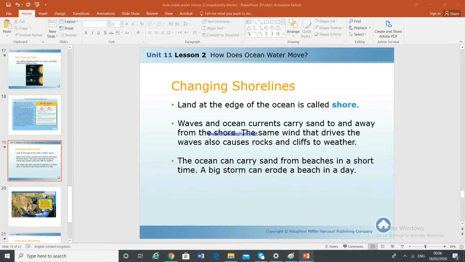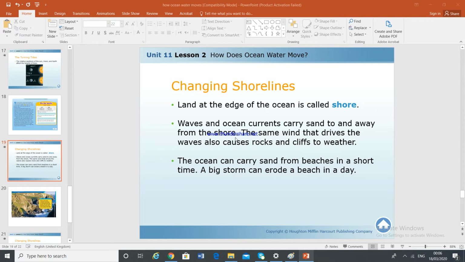How did this sand move from the ocean floor and get replaced by rocks? How did this happen? Anyone? Do you remember weathering and erosion? Weathering means breaking, erosion means moving. Breaking of rocks is weathering. Moving with wind, with water, with glaciers, this is called erosion. So these two processes take place simultaneously, and they carry sand to and away from the shore.